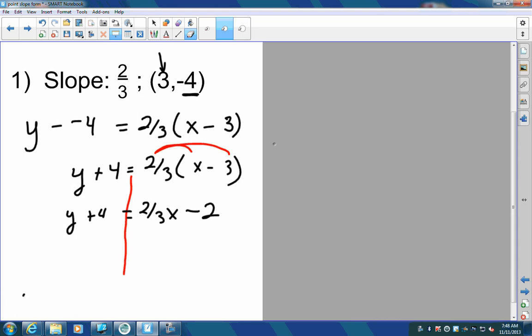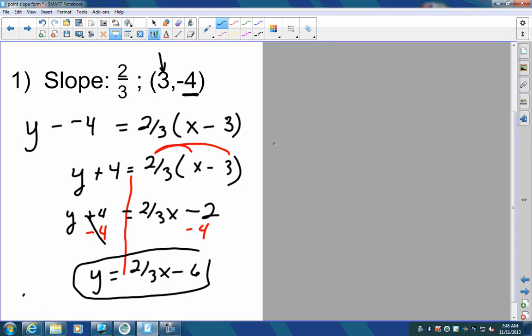Now I need to move this 4 to the other side. So I have to subtract 4 from each side. So I get y equals 2/3 x minus 6. There it is in slope-intercept form.